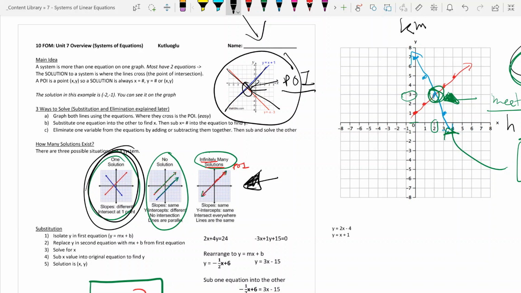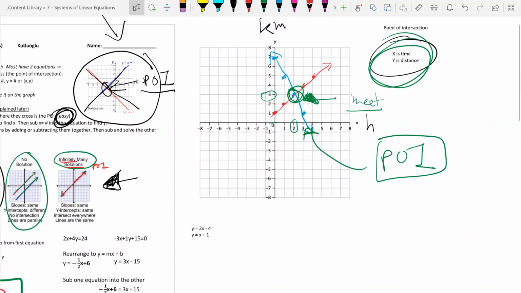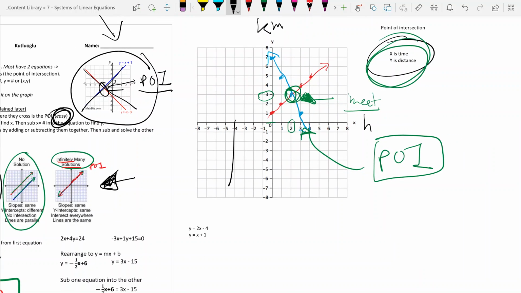There are 3 ways we can solve and find the point of intersection. We can either use substitution, next video, elimination, the video after that, or we can graph it. That's why we needed to learn how to graph in the last unit, so we could solve these questions. We're going to talk about graphing first. It's the easiest method, but it's also inaccurate. So for example, if we were to graph it, I can see the point of intersection there when I graph it, but it's hard to see exactly what it is. So graphing is the least accurate, but it's also the easiest.